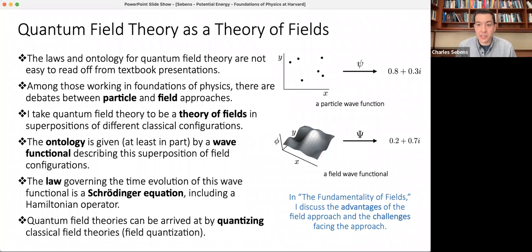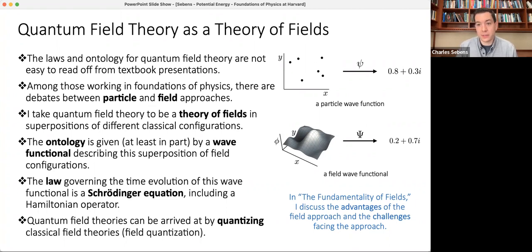Okay. So on this divide between particles and fields, I think of quantum field theory as a theory of fields. In particular, I take quantum field theory as a theory of fields in superpositions of different classical configurations, different classical states that a field might be in. So just as ordinary non-relativistic quantum mechanics is often presented as a theory of particles and superpositions of different locations, I think of quantum field theory as a theory of fields and superpositions of different classical configurations.